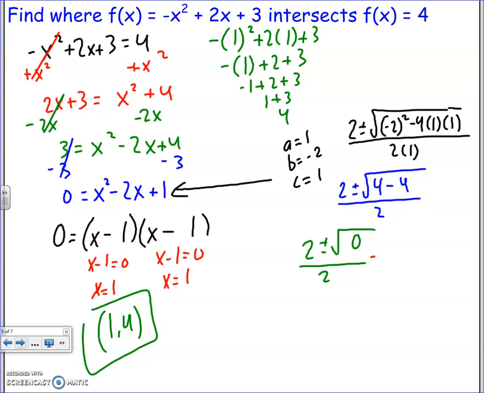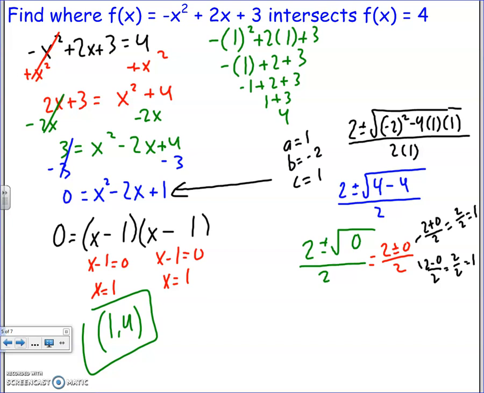I'll square it: 0, which is just 0. So 2. Now do the two cases. Use black. So this will be 2 plus 0 over 2, and then 2 minus 0 over 2. This is 2 over 2, which is 1. This is 2 over 2, which is also 1. So that's how you get x is 1.